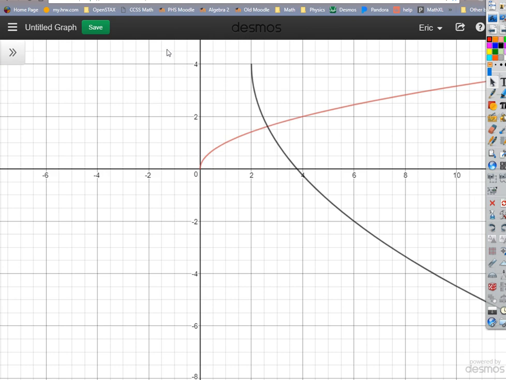Okay, where we could do something like this, where we could say, given this parent graph, square root of x, we could tweak or transform that parent graph to produce a different graph that has some of the same characteristics but looks totally different, right?